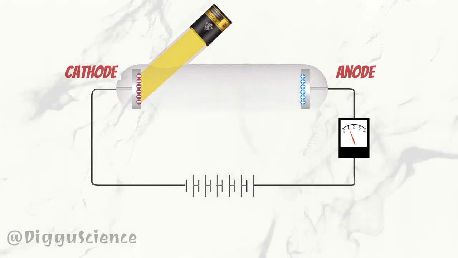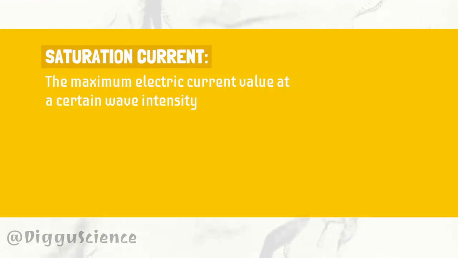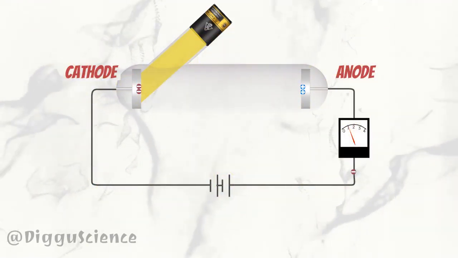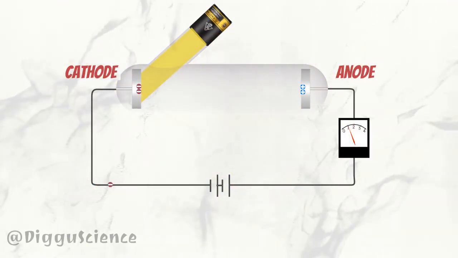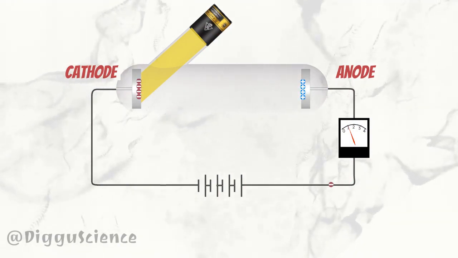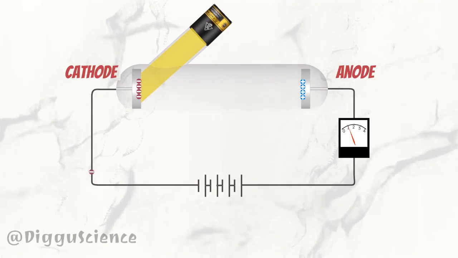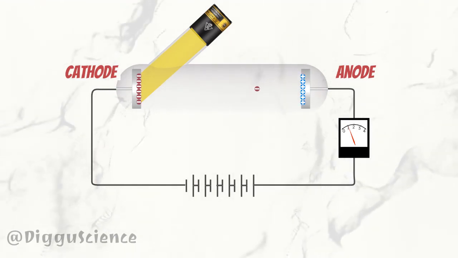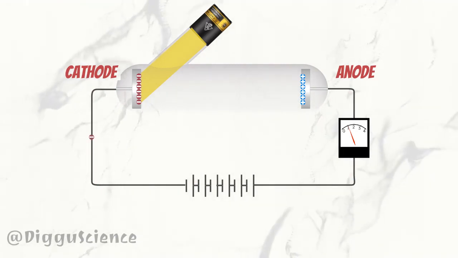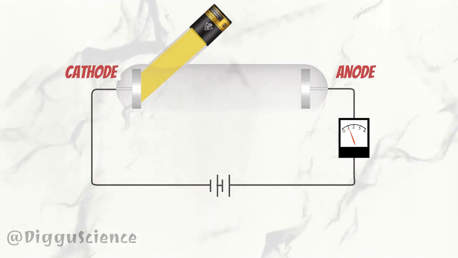In simple language, saturation current is the maximum electric current value at a certain wave intensity. Thus, the value of the maximum electric current that flows due to the photoelectric effect does not depend on the value of the voltage source attached to the electric circuit. This value depends on the intensity of the electromagnetic wave. We will study the intensity of electromagnetic waves in the next series.